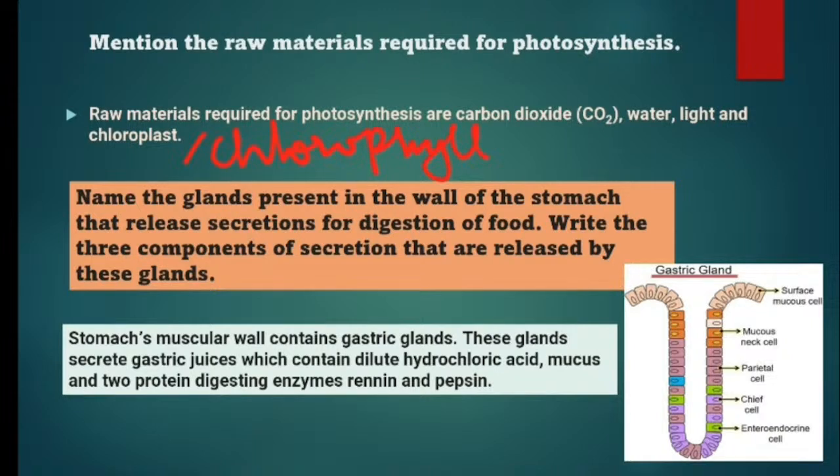Name the glands present in the walls of the stomach that release secretions for digestion of food. Write the 3 components of secretions that are released by these glands. So, name the glands which are present in the stomach. They are gastric glands. Write the 3 components of secretion that are released. One is hydrochloric acid, second is mucus, and third are protein digesting enzymes, renin and pepsin. Renin is basically secreted only in infants, and not in adults.